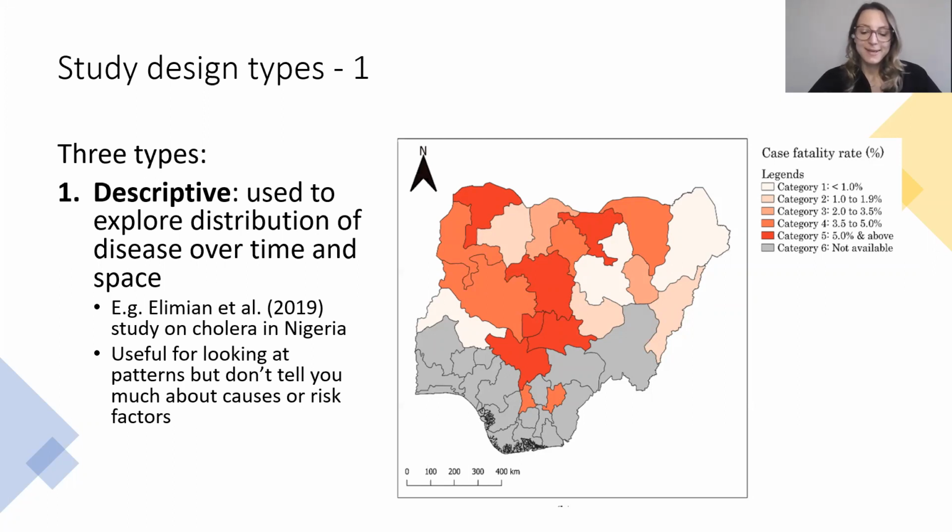Now, this doesn't tell you what caused cholera to be higher in some places than others. It just tells you that they were. So we use descriptive studies in health research, often just to look at those patterns, just to tell us what's happening at a given time or place. But you can't really use it to establish any causes. You might take that kind of research and use it to do more research to do that later, but it's not really helpful in that sense to tell you whether A causes B.